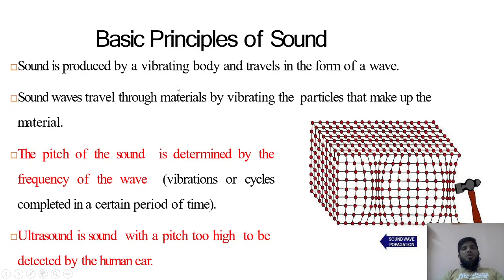Sound is produced by vibration and travels in the form of waves. Sound travels through a material by vibrating the particles that make up the material. The pitch of the sound is determined by the frequency of the wave, that is, the number of waves sent by the initial wave. So ultrasonic sound is a sound with a pitch too high to be detected by a human ear.